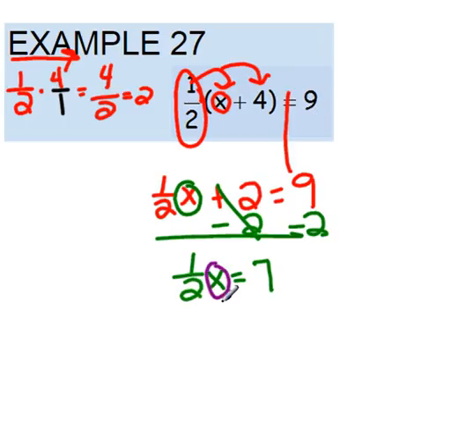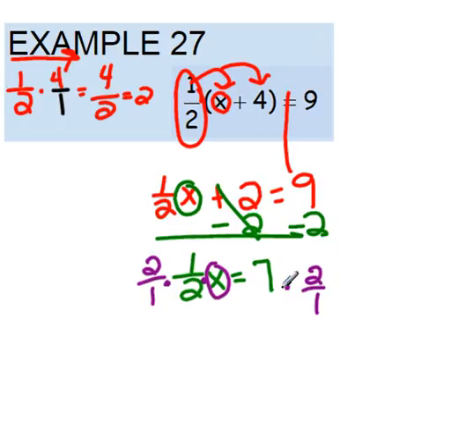And the last thing we need to do here, because this fraction is multiplying on the variable, we're going to inverse it with a reciprocal. Reciprocal is just fancy for saying we're going to flip it upside down. So it was 1/2, we're going to use a 2/1, and we're going to multiply that on both sides.